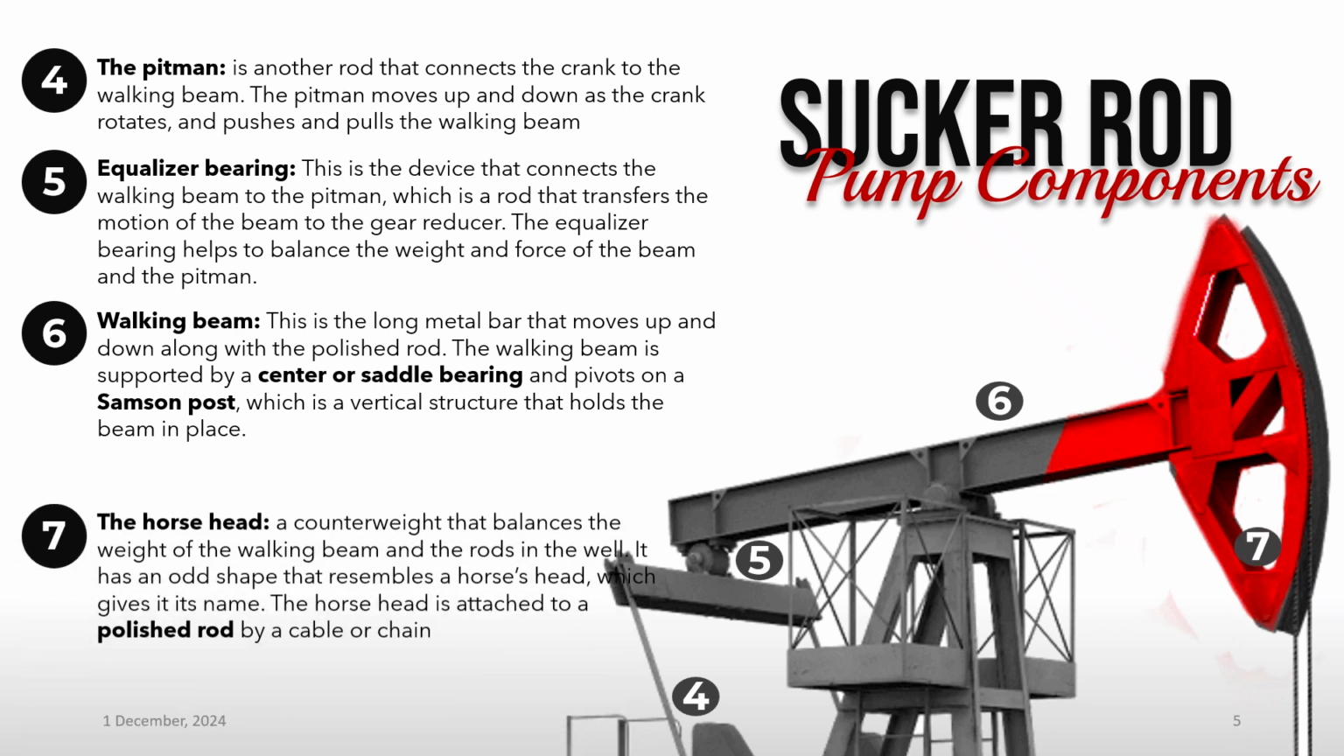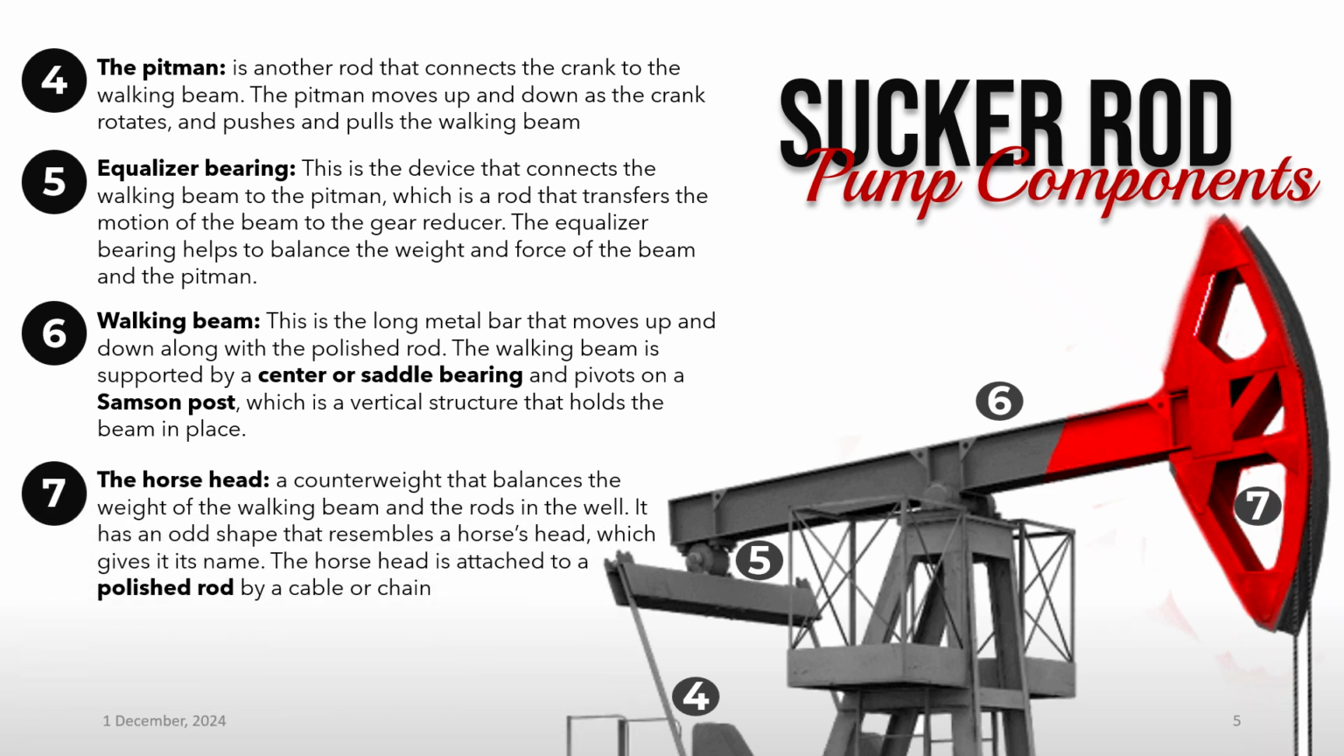Finally, the horse head is a distinctive component, named for its unique shape. It acts as a counterweight, balancing the weight of the walking beam and the entire string of sucker rods in the well. The horse head is attached to the polished rod by a cable or chain, and its counterbalancing action helps to reduce the power required from the prime mover, improving overall energy efficiency of the system.